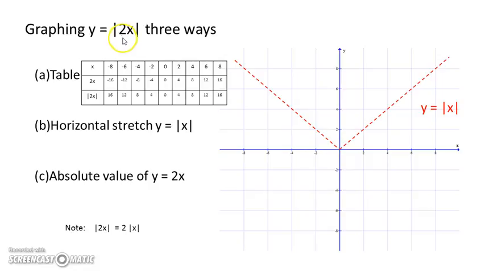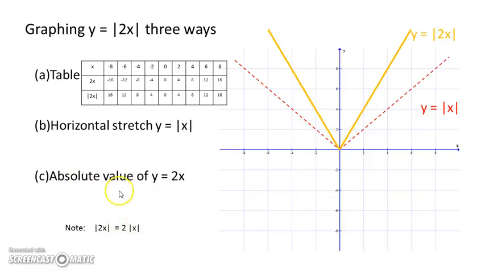What if we had absolute value of 2x? Or you can also see it that way. Okay, so it's going to look like that. You can do it by doing the table, or you can think of it as a horizontal stretch, in this case horizontal compression. If you put the 2 outside, you think of it as a vertical stretch, so it's vertical there.